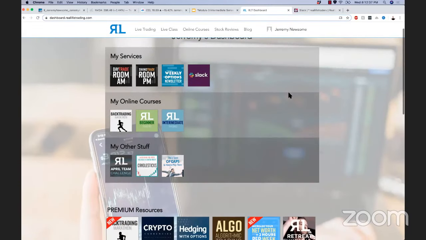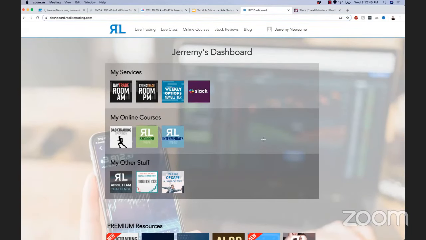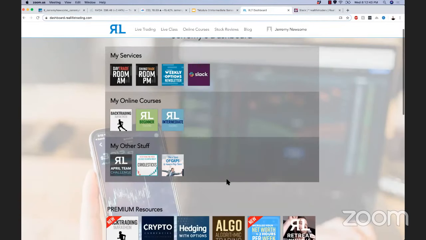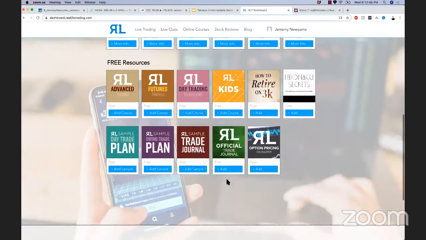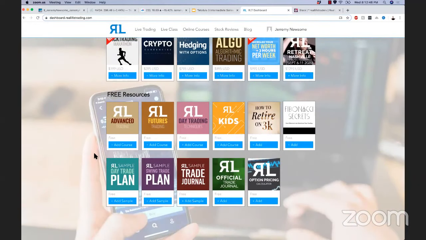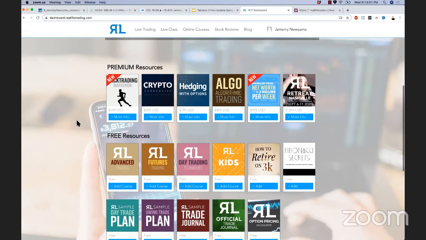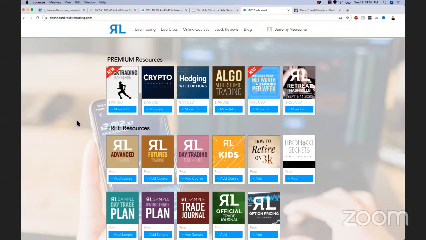So if you are a member and you do join Real Life Trading, you don't even have to pay anything. You'll get a dashboard. So every single one of you has access to this, where you can get all kinds of cool free stuff. Look at that, Real Life Trading kids program. I bet you guys got kids who want to learn this stuff. Kids program, this is free, this is free, this is all free. And there's some premium stuff. Every one of you here gets your own dashboard.